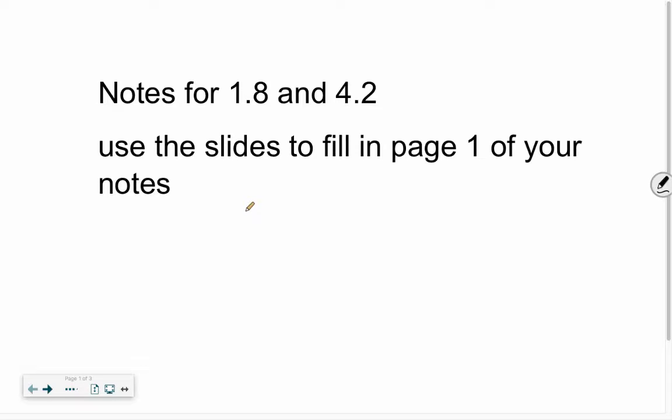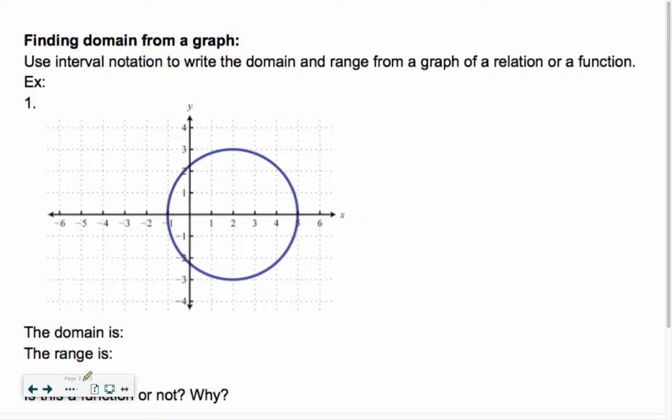All right, so this is specifically for my B1 class. So this is notes for 1.8 and 4.2. You should have those in front of you. You need to use the slides that I printed for you to fill in page 1 of your notes. Okay, and actually on the second page it asks you what a function is, and that's also in the slides. Okay, so do your best on that, use the slides, and then I'm going to explain the rest of the notes.